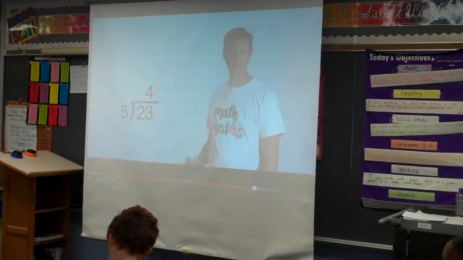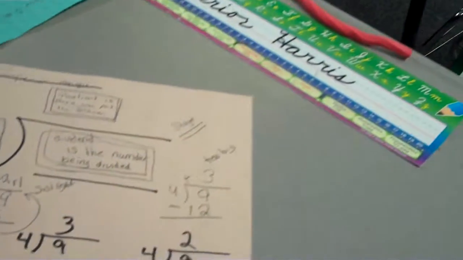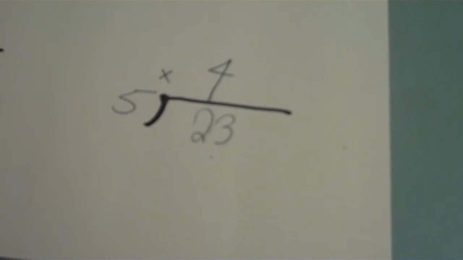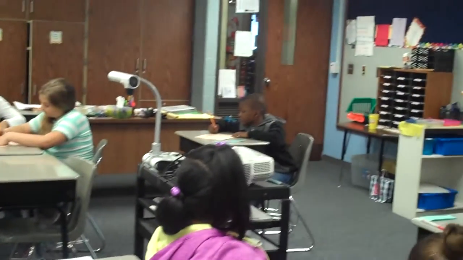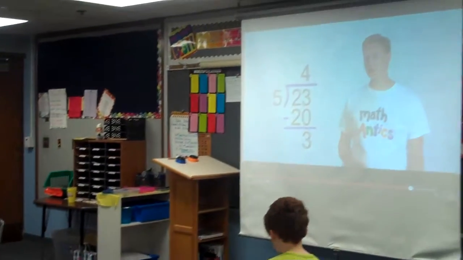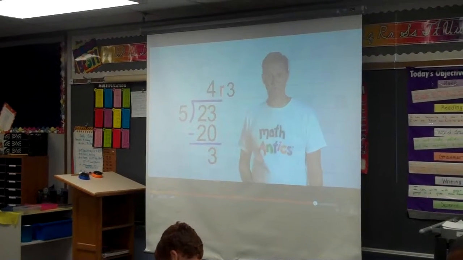So let's go on with 4. 23 divided by 5. Let's start with 4. We'll multiply the answer 4 by 5, which is 20. The remainder 3 is less than our number of 5, so it's a reasonable remainder. So our answer to 23 divided by 5 is 4 with a remainder of 3.